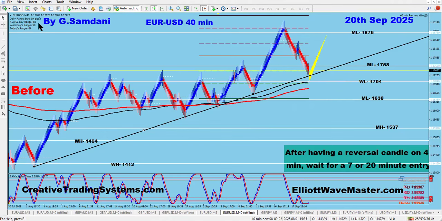This pair has a daily range of 82. Previous day, Friday, it did 98. No, Thursday it did 98. Friday it did 64. So it doesn't move much, but yeah, you have to hold for a couple of days.